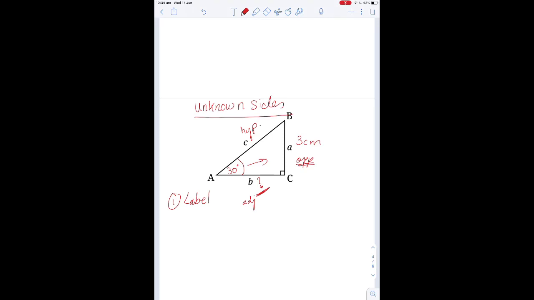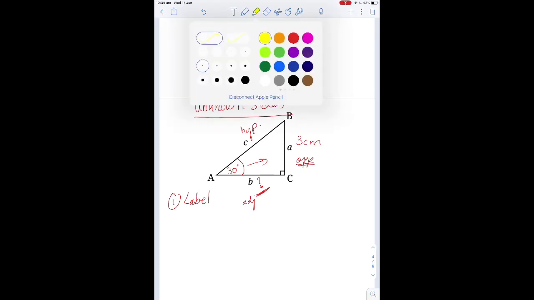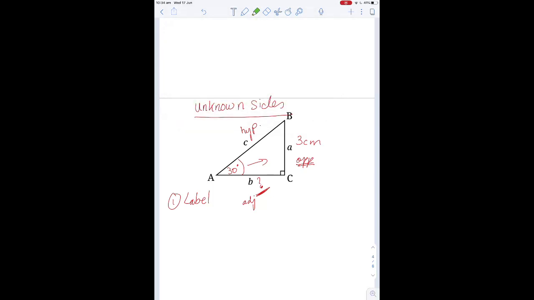Now how do I know which ratio to use? Sine, tan, or cos? Well, I like to tick the information I have. So I know I've got 3. What else do I have? Do I have a hypotenuse? No, I've just got a C there, so I'm not going to tick that. I am going to tick adjacent. Why? Because that's the one I'm looking for. So I'm working with adjacent and I'm working with opposite.